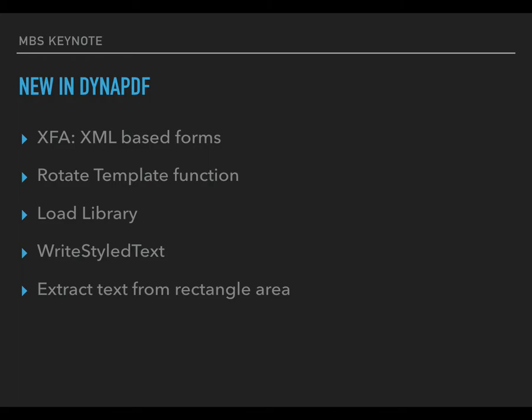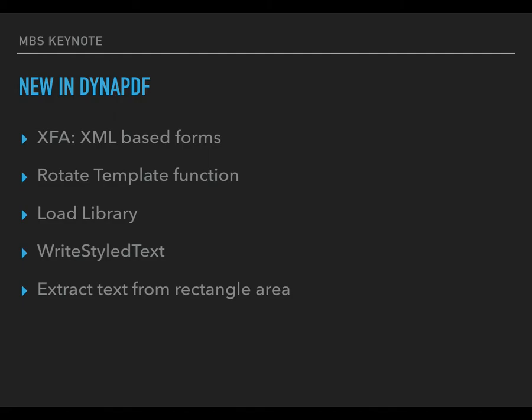We have a function to rotate a template. This means you can import a page of a PDF document as a template and place it several times on a new PDF. And for that, we also implemented the rotate function, so you can rotate the template and then place it on your PDF. Some people use that for writing software for the printing industry. So you have a big sheet of paper and you place there maybe 16 pages of a book and you print them all at once.